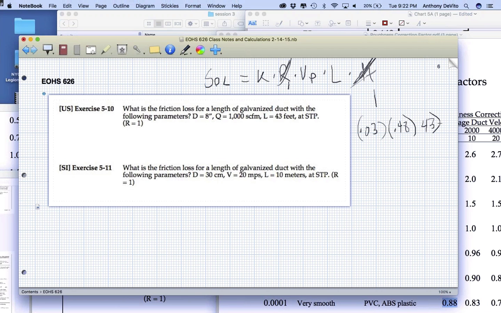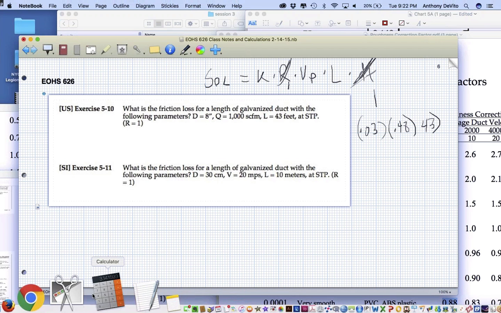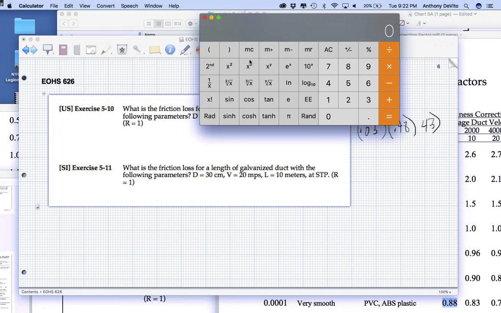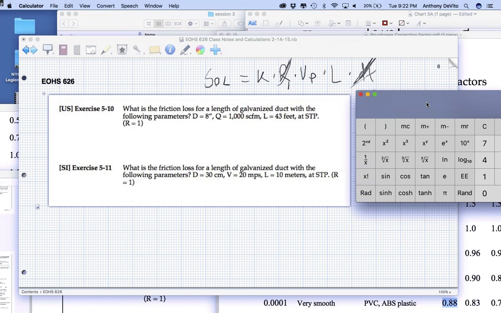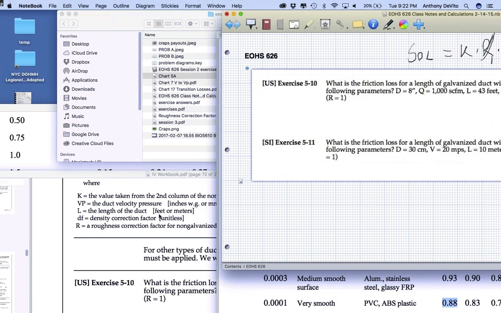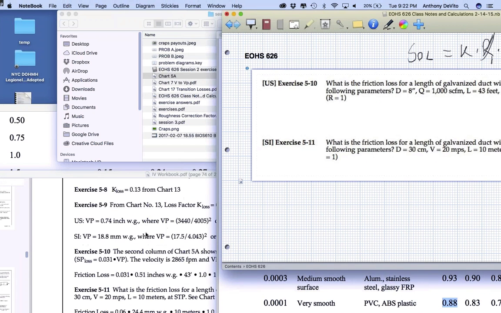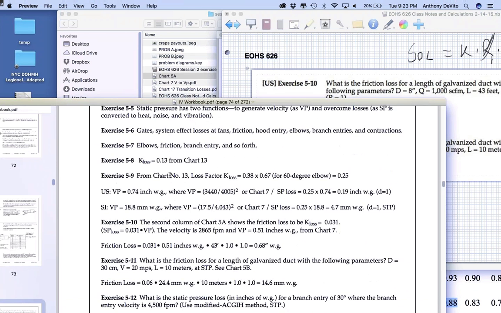So how much static pressure are we going to lose here? 0.03 times 0.48 times 43, right? Six tenths of an inch of static pressure. Okay, everybody happy with that? Is that the answer they have in the book? Anybody know? I could check. Why not? It's at the end of the chapter. We encourage you if you get the right answer.